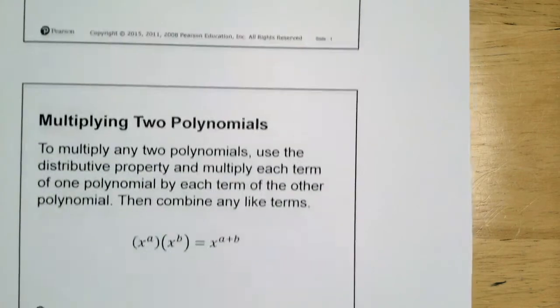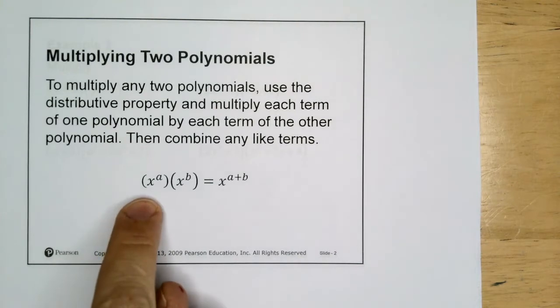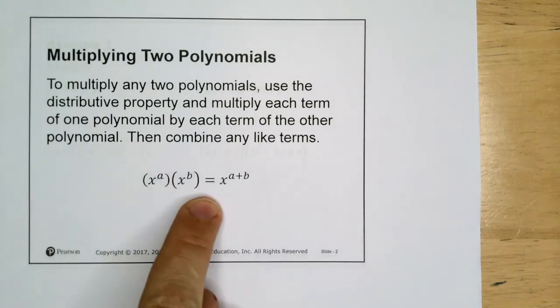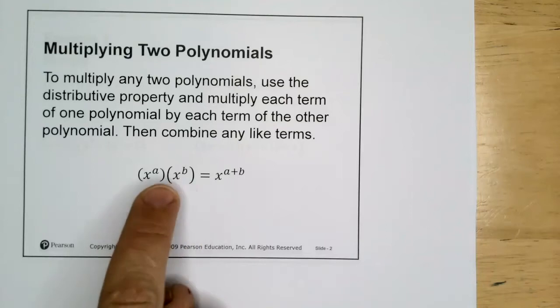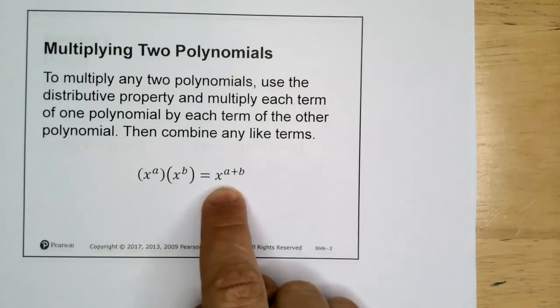To multiply any two polynomials, use the distributive property and multiply each term of one polynomial by each term of the other polynomial, and combine any like terms. So it's like the exponent product rule from 5.1 and 5.2, where if you have a base, you can add the two exponents.